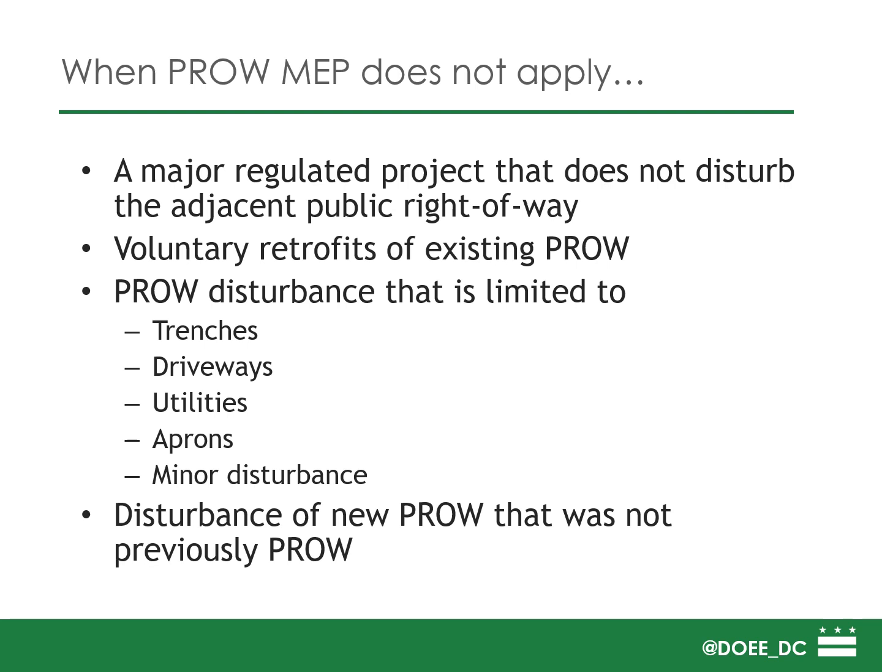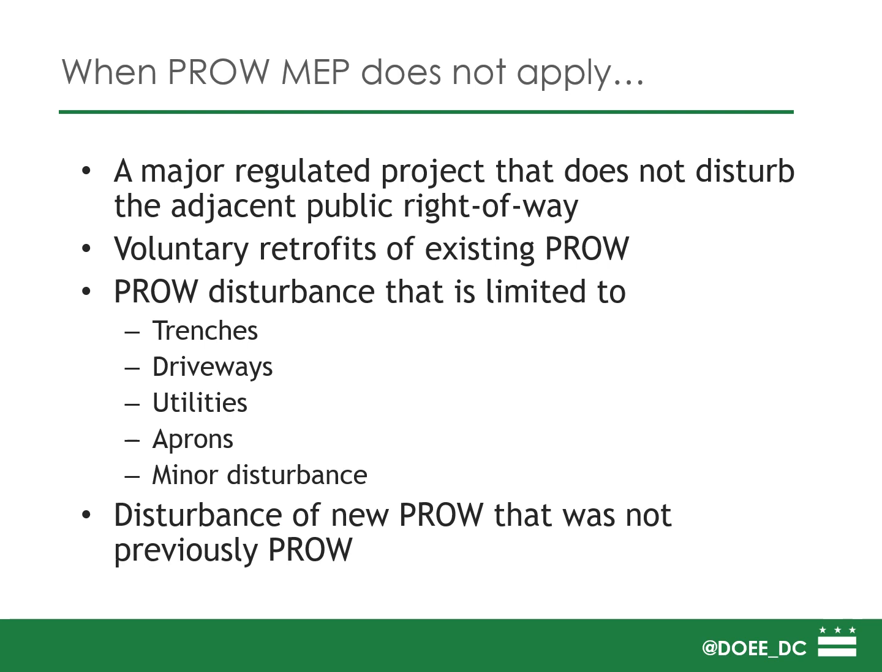There's also public right-of-way disturbance that is limited just to trenching for utilities, driveway aprons, and minor disturbance, so less than 50 square feet. If you have just trenching for the utilities or any of these other situations, that disturbance is exempt from the public right-of-way requirements for stormwater management. And also, if there is disturbance of new public right-of-way that was not previously public right-of-way, that is also a situation where the MEP does not apply.